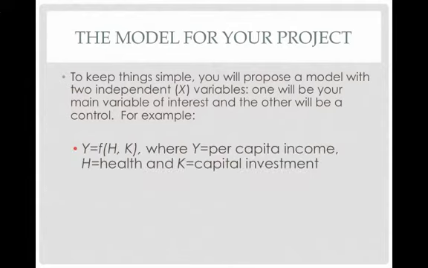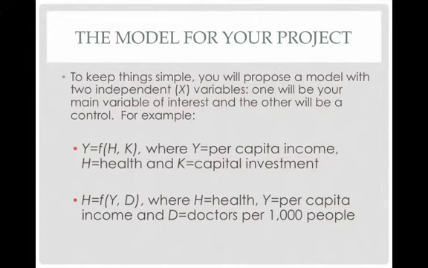So here's an example. y is a function of h and k, where y is per capita income, h is health, and k is capital investment. And so my main variable of interest is health, but I want to make sure that I'm controlling for other things that I know affect income. Okay, and here we have h is a function of y and d.